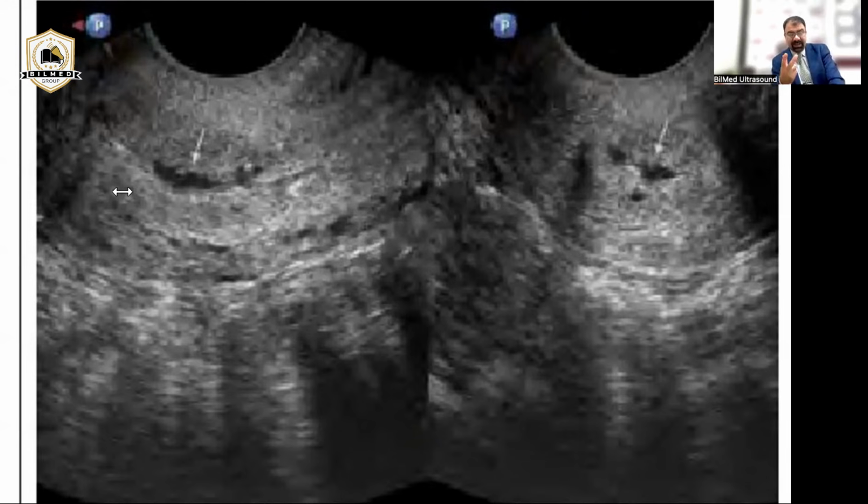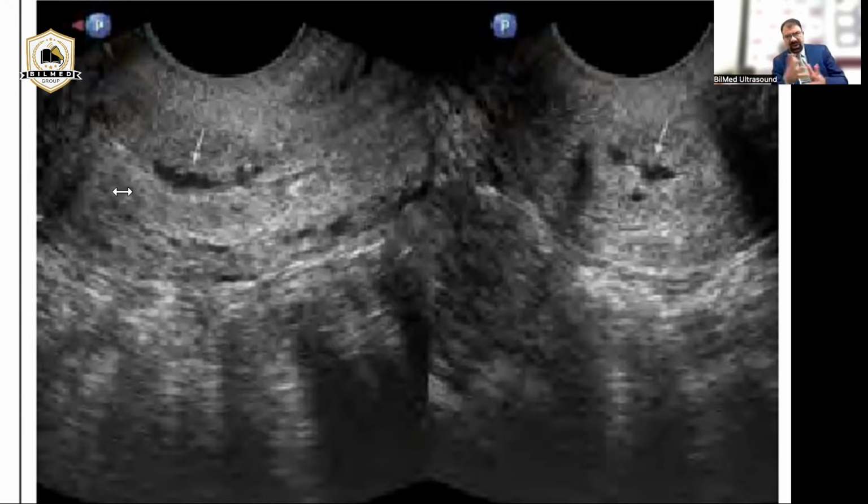Third is the cervical wall itself. The cervical wall will be thickened. The overall thickness of the cervix will be increased. That is probably the third one. And the fourth will be some small cystic areas, the Nabothian cysts, which may be present in case of chronic cervicitis. These are usually incidental findings which appear in these patients.